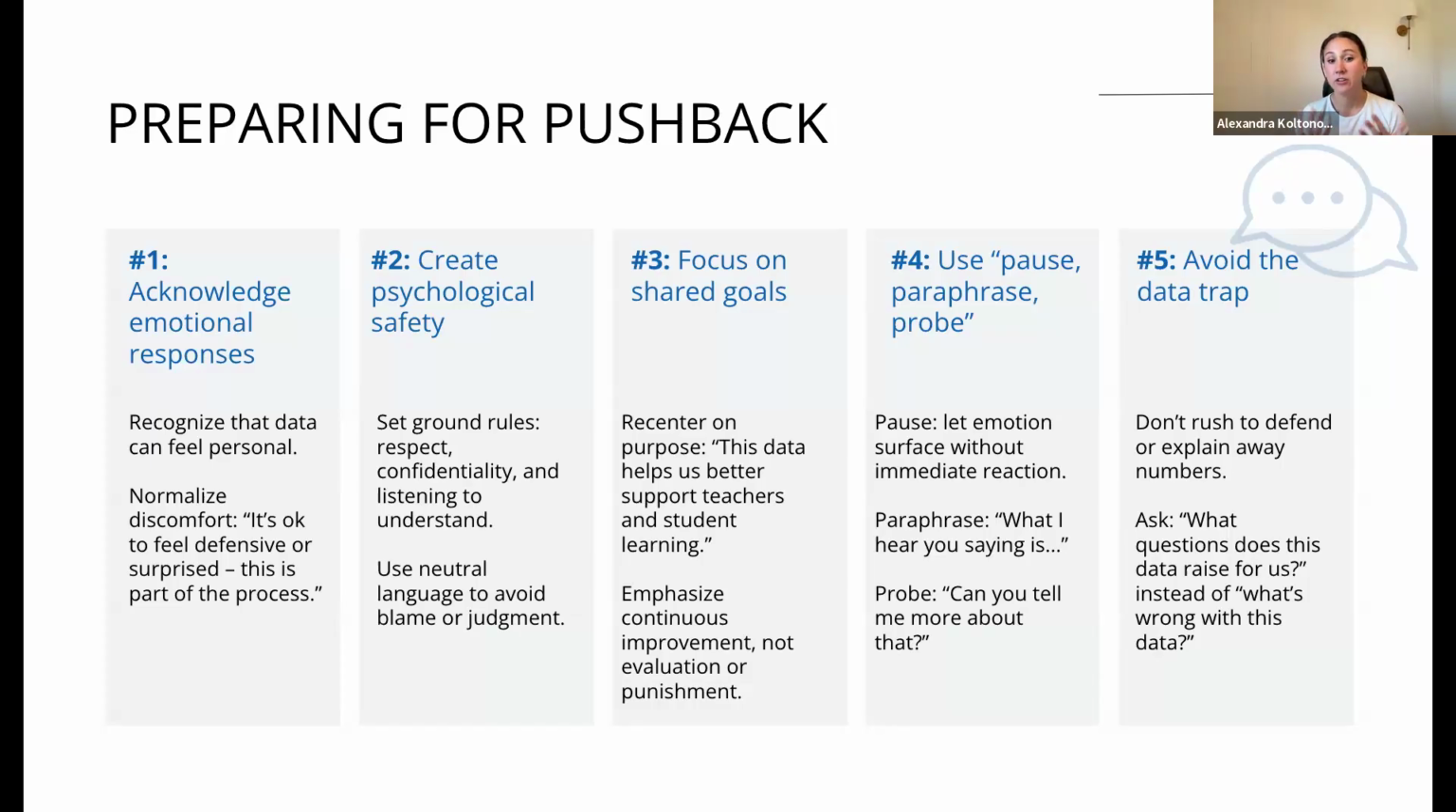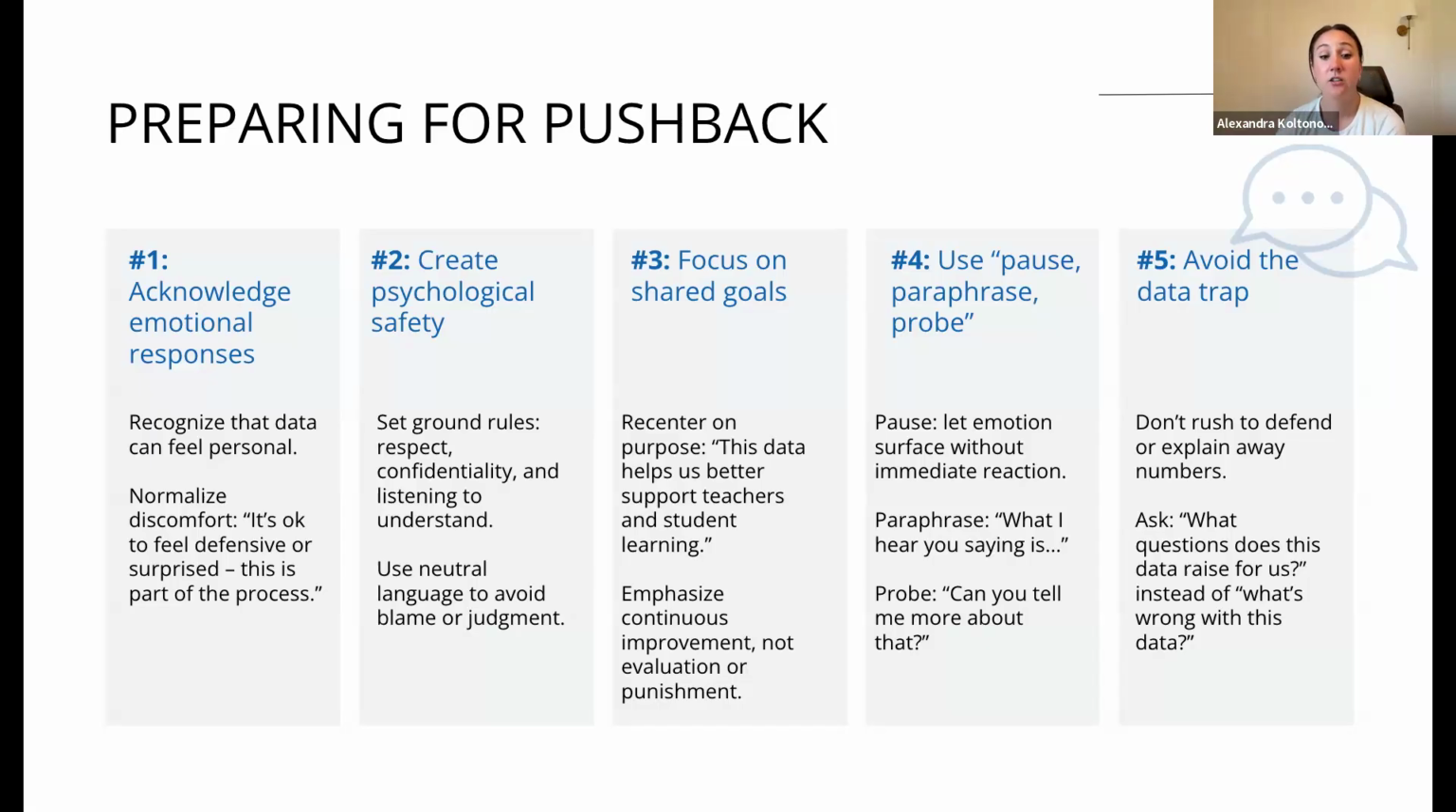And then when or if you're experiencing pushback, questioning or doubt, you can use the pause, paraphrase, and probe approach. So pause, first letting emotion surface without immediate reaction. Paraphrase: what I hear you saying is XYZ. And then probe, asking them to tell you more about it. What is your experience? What is leading you to have this reaction, to really get at root causes and be able to distill further why this feeling came up, what it means, and how we can use this as almost another data point.